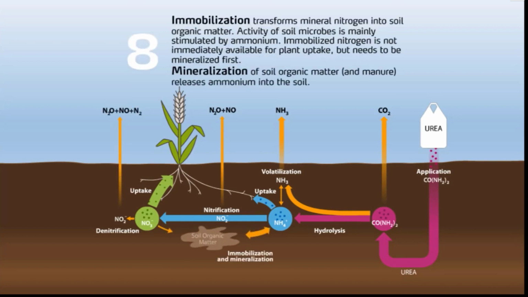Immobilization transforms mineral nitrogen into soil organic matter. Activity of soil microbes is mainly stimulated by ammonium. Immobilized nitrogen is not immediately available for plants' uptake, but needs to be mineralized first. Mineralization of soil organic matter and manure releases ammonium into the soil.